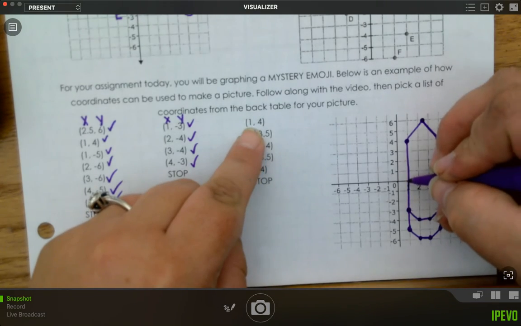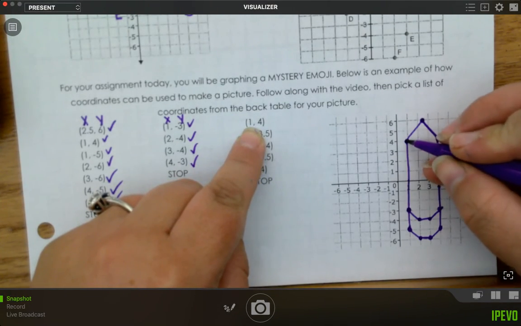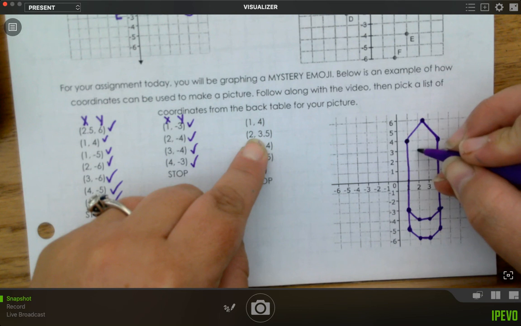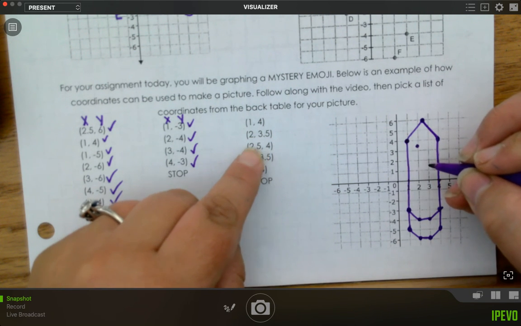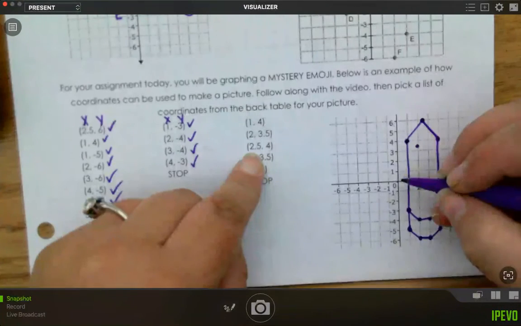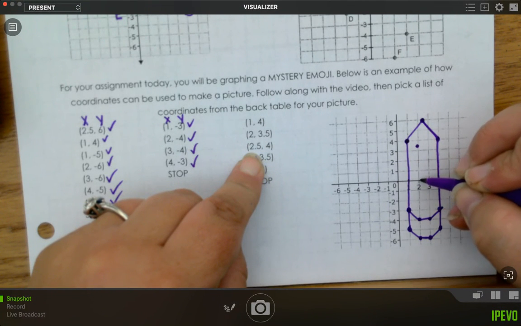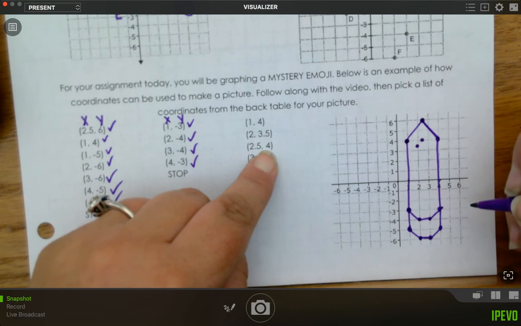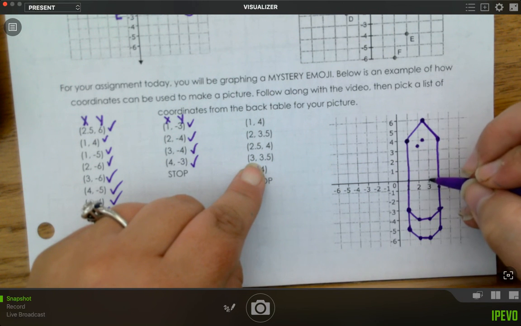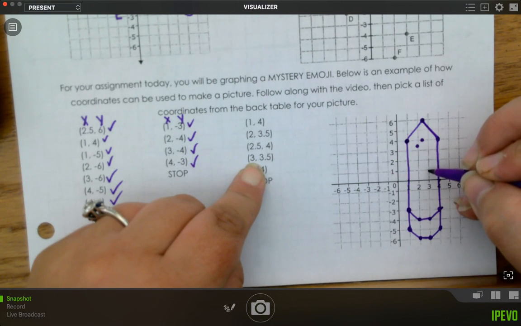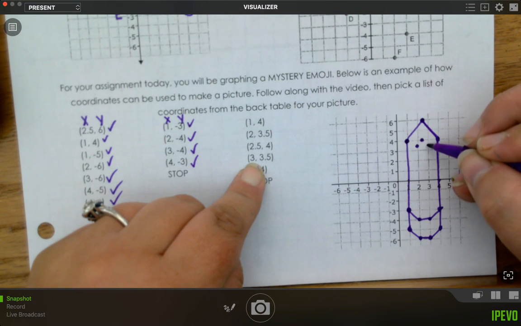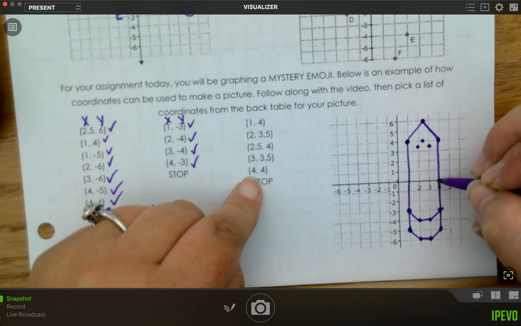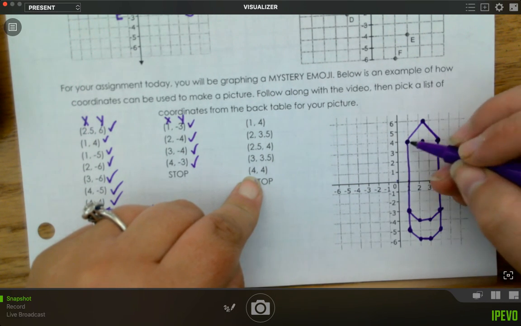Right 1, up 4. That's this one again. Right 2, up 3.5. So up 1, 2, 3.5, a square. Ooh, right 2.5. 1, 2.5. Up 4. Okay, right 3. Up 3.5. 1, 2, 3.5. And then over 4, up 4. Right 4, up 4. So we're going back to this point.